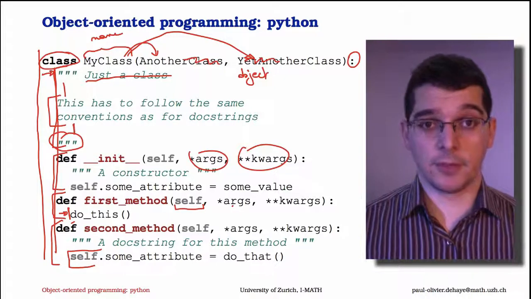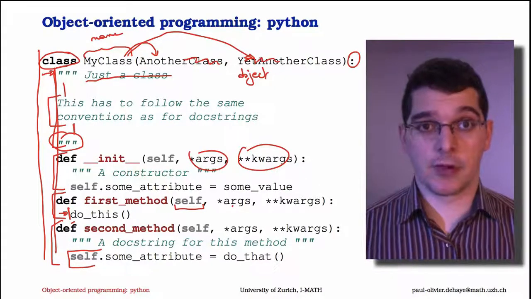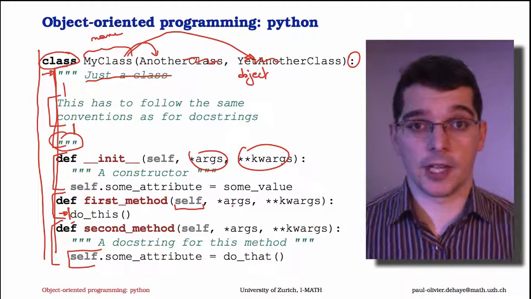So this was the very generic introduction to object-oriented programming in Python, and we'll now start looking at a few examples.